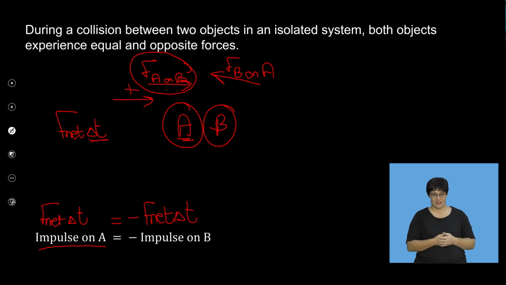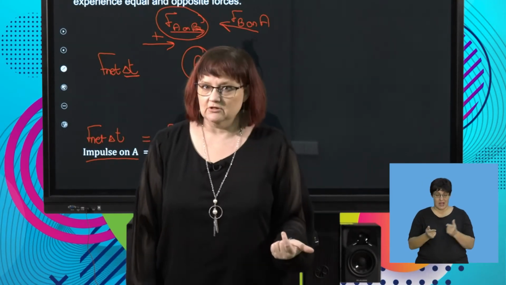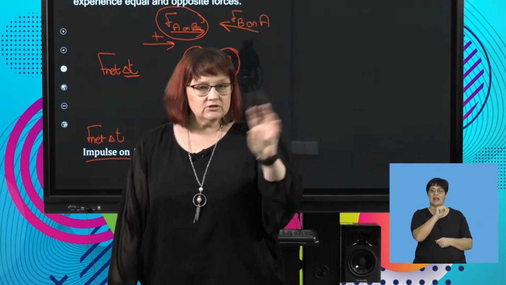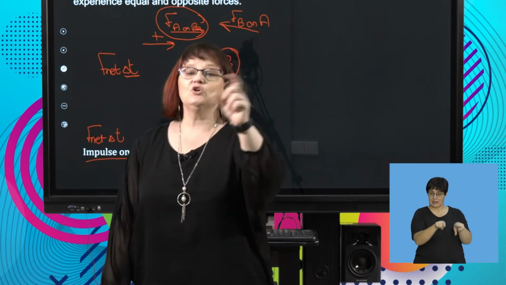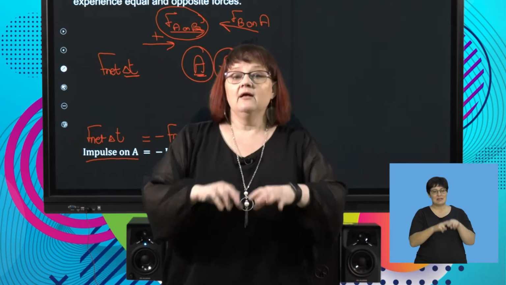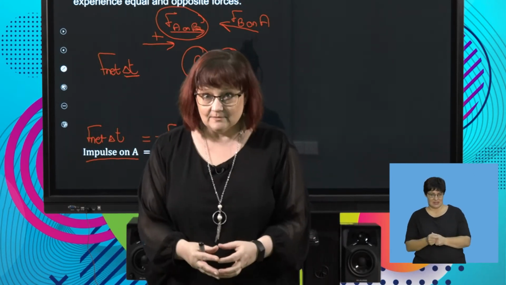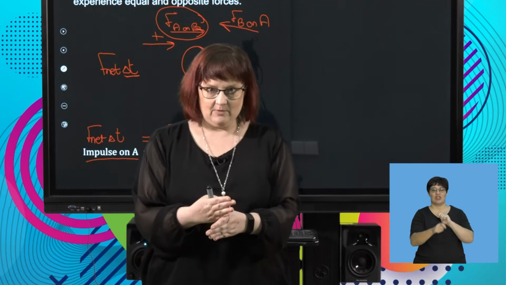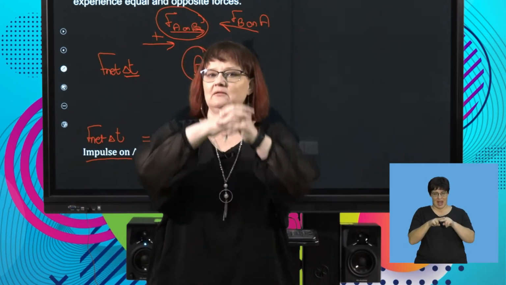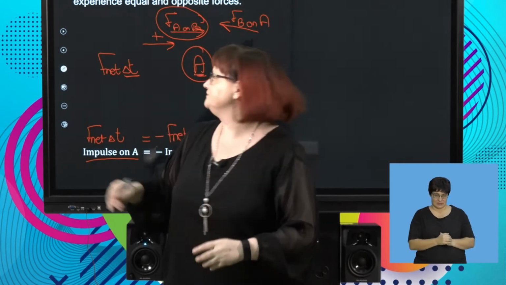What we may find is that the objects don't have the same change in velocity because their masses are different. That's important to get here. Just because F net and delta T are equal does not mean that they change their velocity by the same amount. Their total momentum will change by the same amount, but not necessarily the velocity. It's mass dependent, okay?